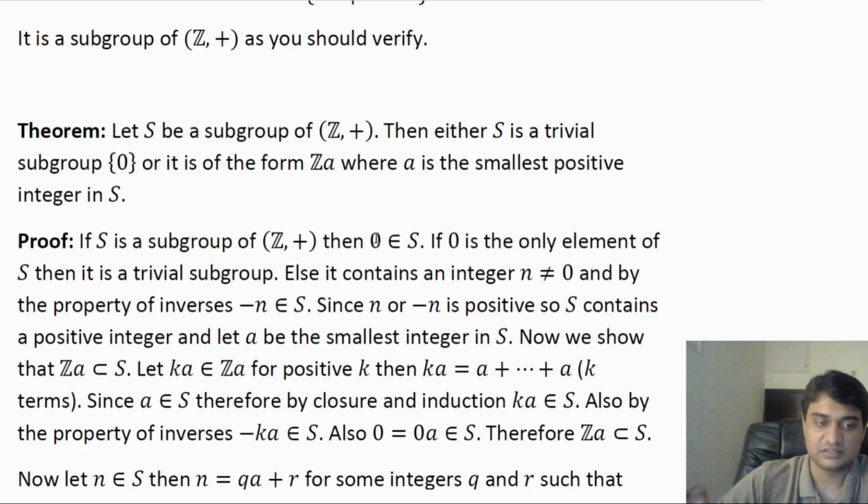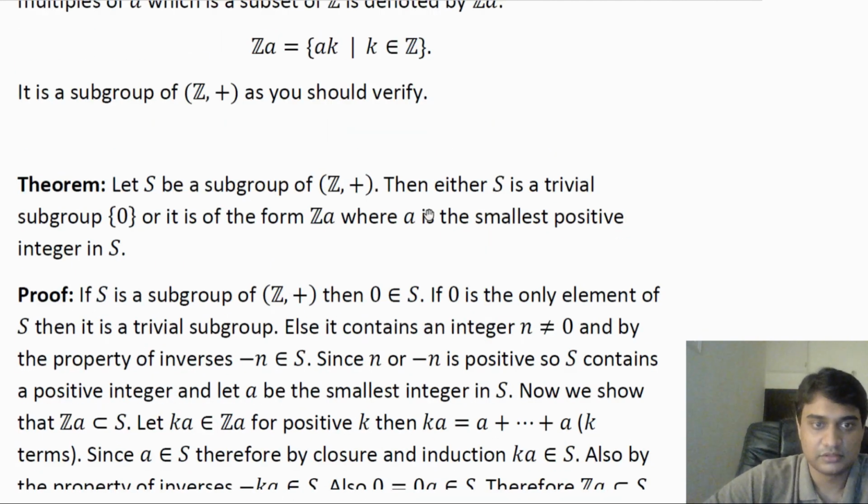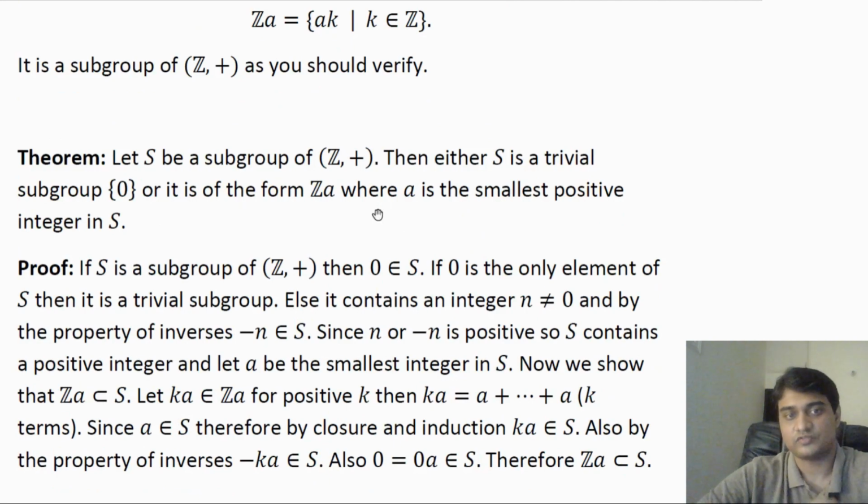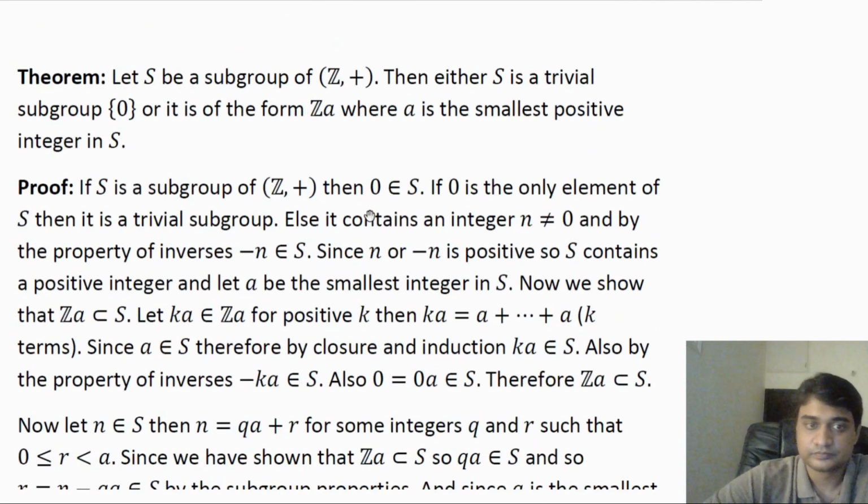If S is a subgroup of the integers, then it has to be one of the two. Either it is the trivial subgroup, or if it is not trivial, then it has to be of the form ZA, which means A is the smallest positive integer in S, and ZA is the set of all multiples of A. So we begin with the proof.